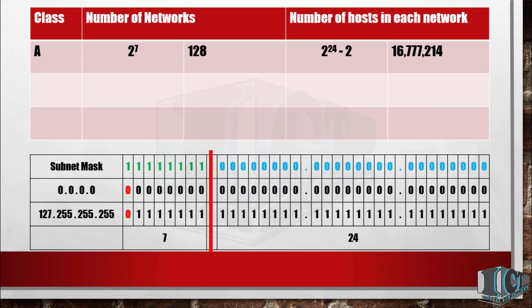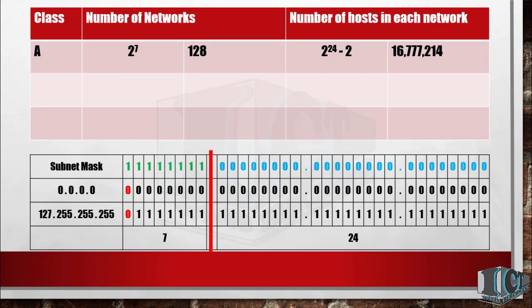So according to the calculation, 2 to the power 7 will give you 128 networks and 2 to the power 24 minus 2 will give you 16,777,214 hosts in each of the 128 networks that we have created. So in class A, I can create 128 networks and in each of these networks I can put up to 16 million users or 16 million hosts.